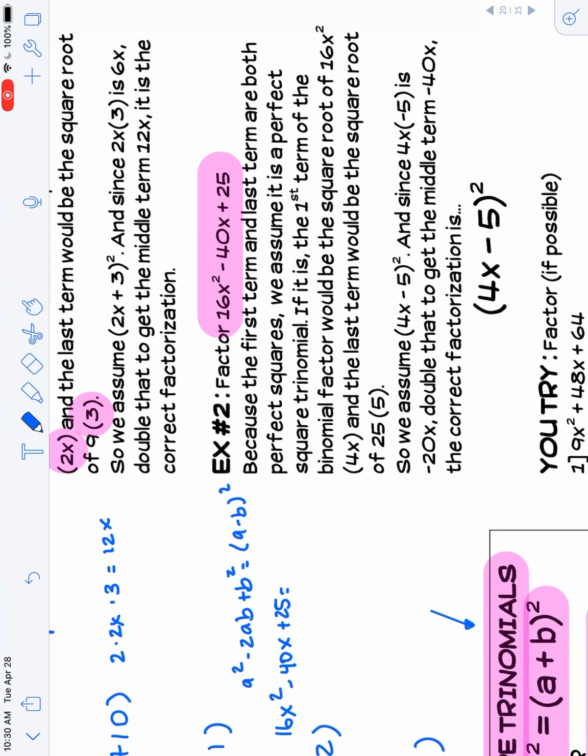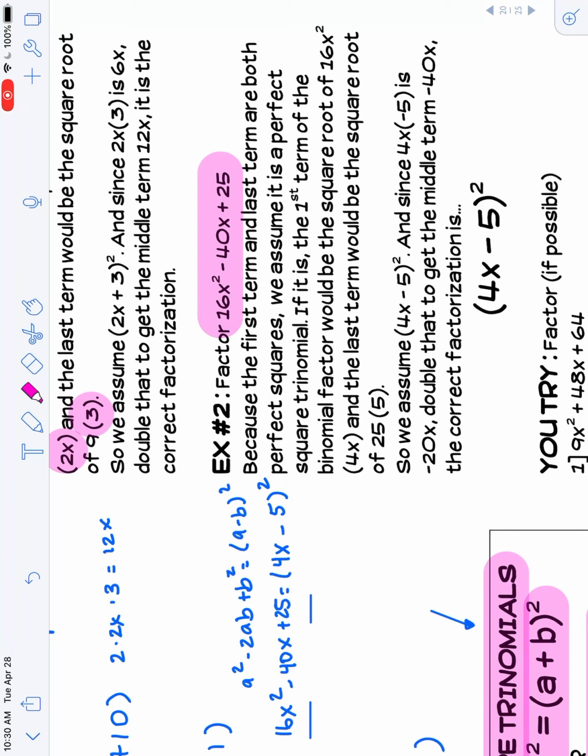All right, so what I need to do here is look at the first term, 16x squared. That's my a squared. Can I take the square root of that? Yes, it's a perfect square. So the square root of 16x squared is 4x. The second part, b. Can I take the square root of 25? Yes, that's 5.